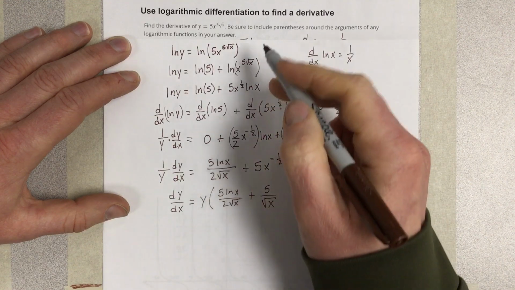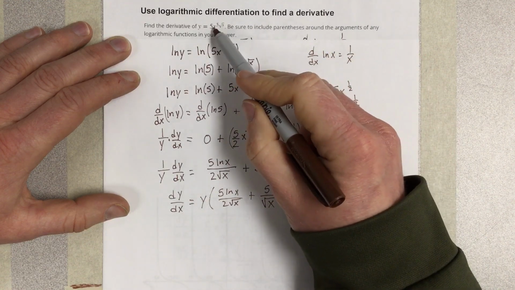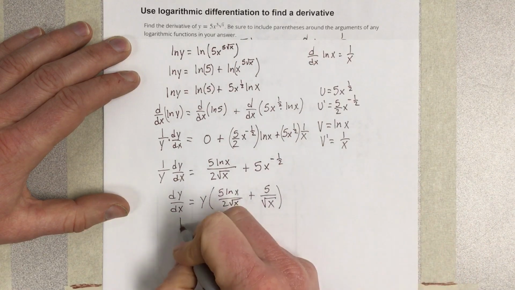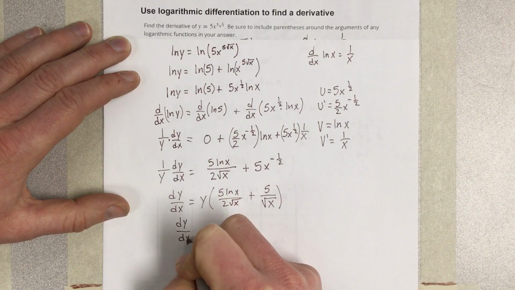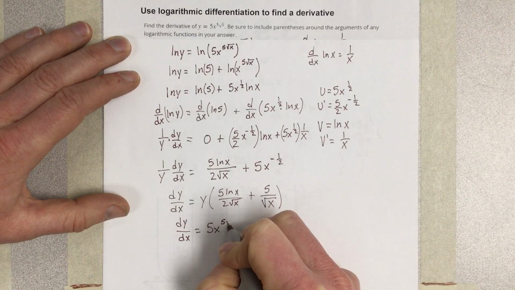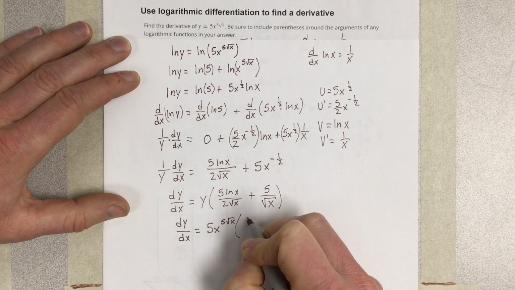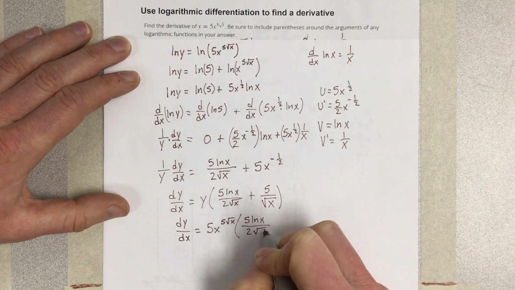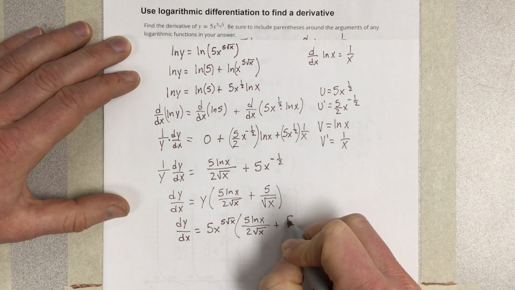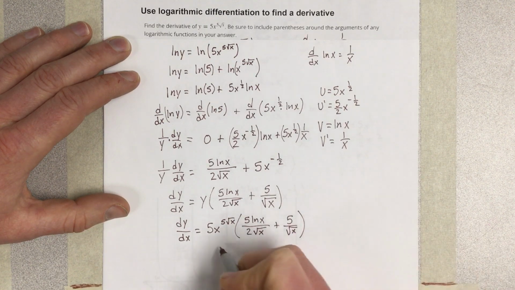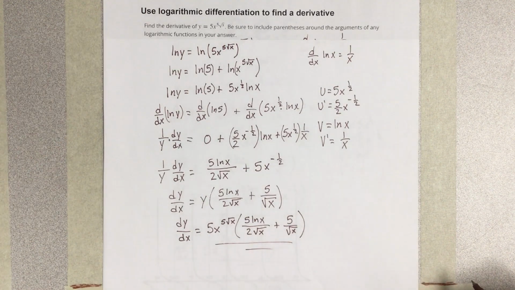We plug what y was into the equation, which is 5x to the fifth root x, and we end up with dy dx is equal to 5x to the fifth root x times 5 natural log x over 2 root x, plus 5 over root x. And that is the derivative using logarithmic differentiation.